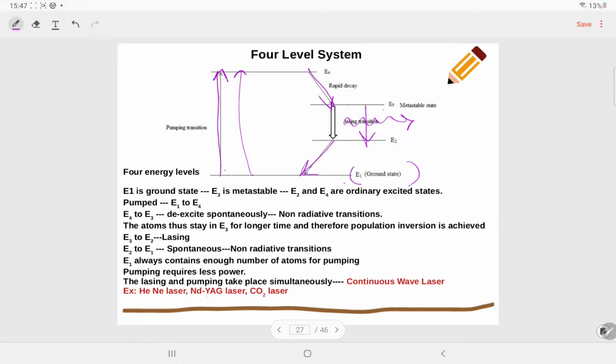The lasing and pumping take place simultaneously here. This is the continuous wave laser. The four level laser scheme is the continuous laser scheme. Examples of the four level laser scheme are the helium neon laser, Nd:YAG laser, and CO2 laser. Okay, so I hope that you are clear about the laser schemes.